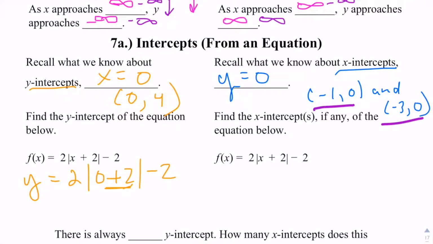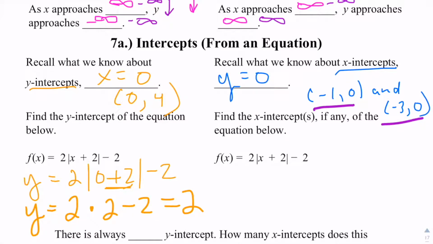Then we have y equals 2 times 2, because the absolute value of 0 plus 2 is 2, minus 2, which equals 2 times 2 is 4, minus 2 is 2.